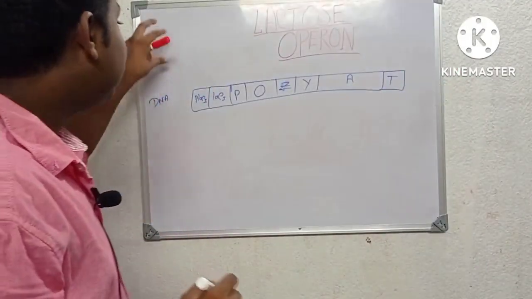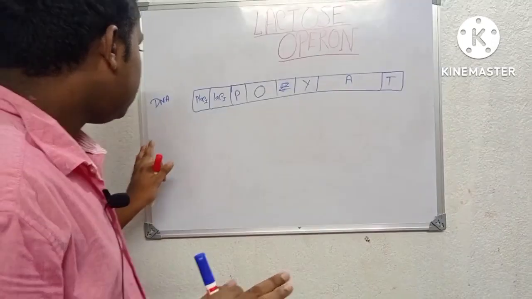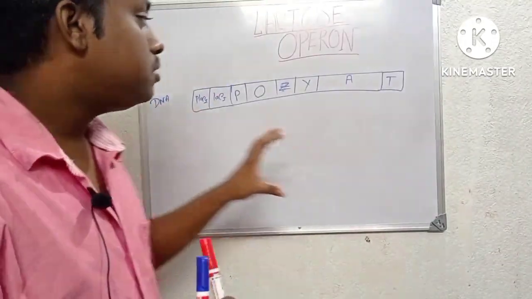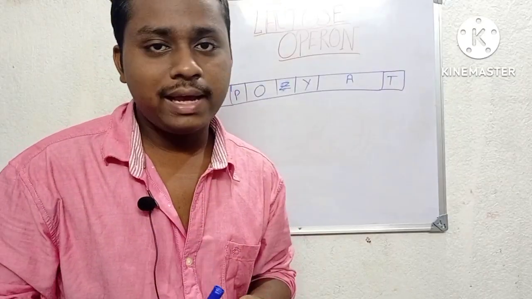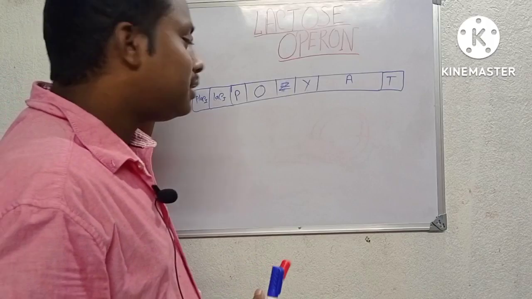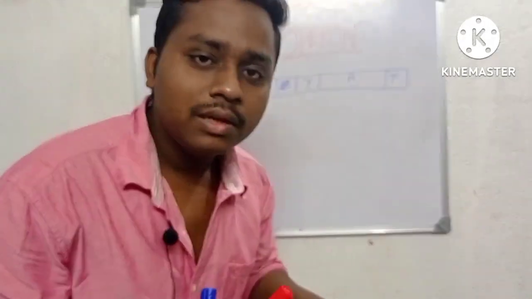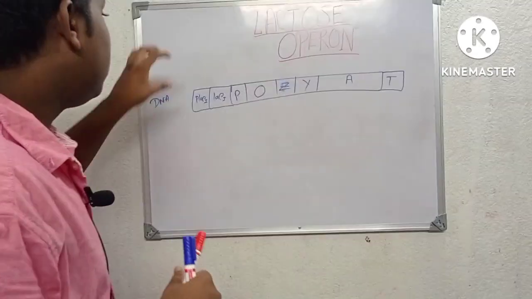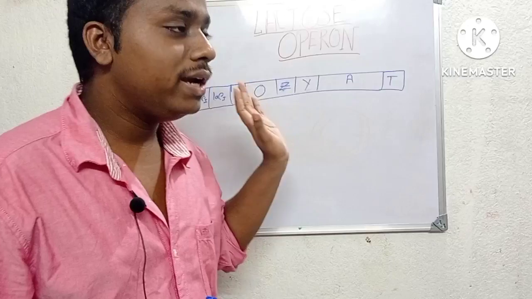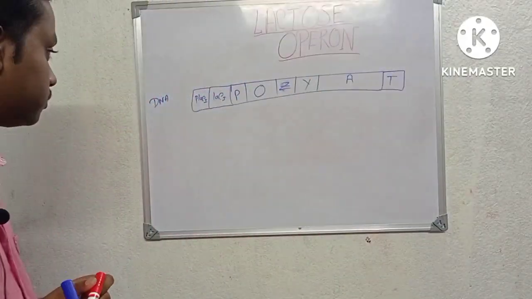If E. coli is present in a medium in which no carbon source is present for energy production, how can E. coli survive? E. coli cannot survive in that medium. But consider a situation where E. coli is present in a medium in which glucose is present and lactose is present. E. coli always utilizes glucose. It is the most preferable source of energy.